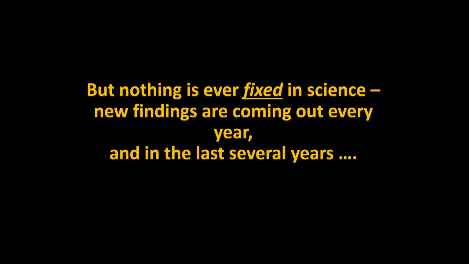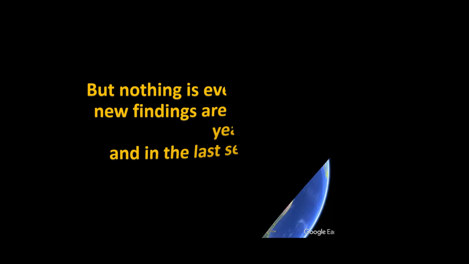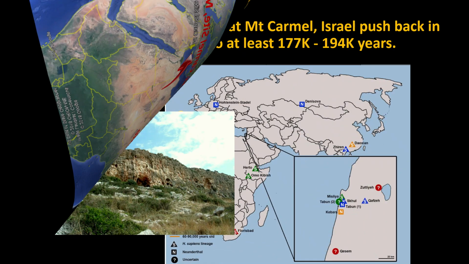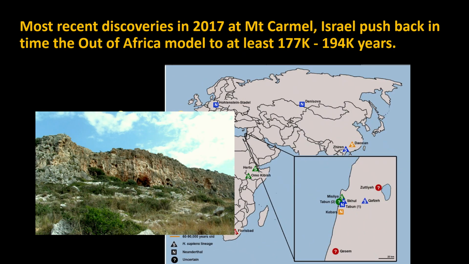But nothing is ever fixed in science. New findings are coming out every year, and in the last several years, new data, 2017, suggests that Homo sapiens may have evolved and left Africa earlier. In 2017, discoveries at Misliya Cave in Mount Carmel, Israel, revealed an anatomically modern human jawbone and teeth, Misliya 1, dating back 177,000 to 194,000 years.